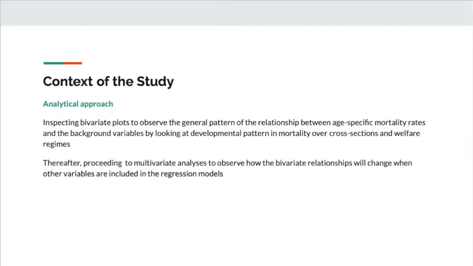As the analytical approach, they first inspected bivariate plots to observe the general pattern of the relationship between age-specific mortality rates and the background variables by looking at developmental patterns in mortality over cross-sections and welfare regimes. And thereafter, they proceeded to the multivariate analysis to observe how the bivariate relationships change when other variables are included in the regression models.